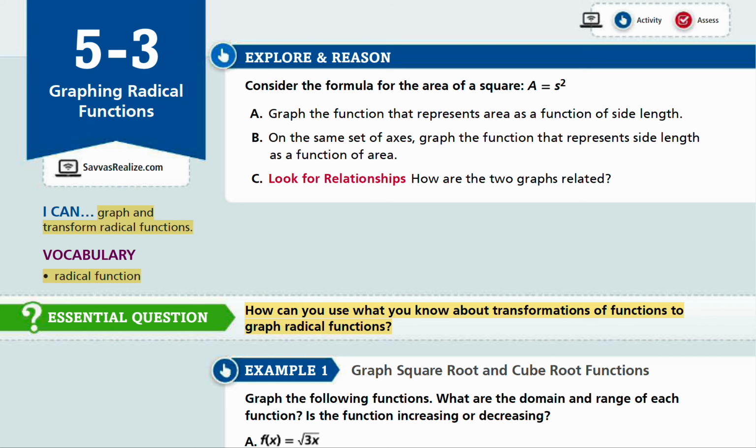Algebra 2, Lesson 5-3, Graphing Radical Functions. In this lesson, we'll be able to graph and transform radical functions. And the lesson vocabulary is radical function. So let's start with exploring reasoning.